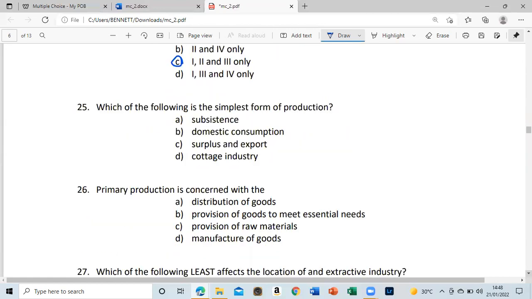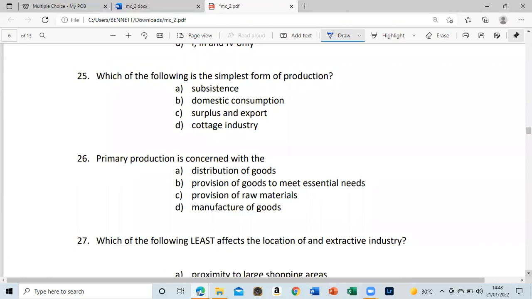Right, let's move on to 25. Which of the following is the simplest form of production? Is it subsistence, domestic consumption, surplus and export, or cottage industry? And 25 would be the cottage industry.